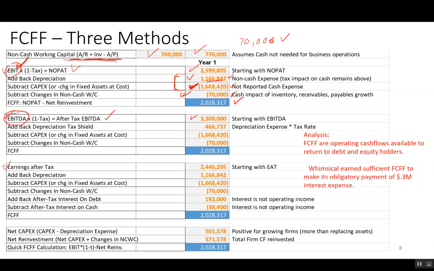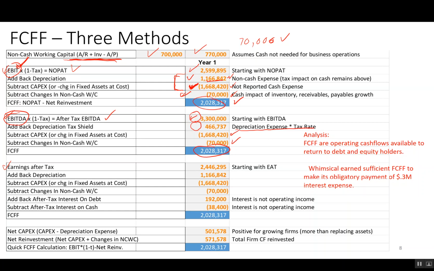So if I take my depreciation of $1.16 million in year one, that is a non-cash expense. However, 40% of that is $466,000. That depreciation expense is going to reduce our bill to the IRS. So the depreciation is not included in here. However, its tax effect, which is equal to the depreciation expense times the tax rate, is included. That's basically the tax savings from depreciation. And then we just also include our CapEx and our change in working capital, and notice we get the same value. And the last thing we can do is we can start from earnings after tax.